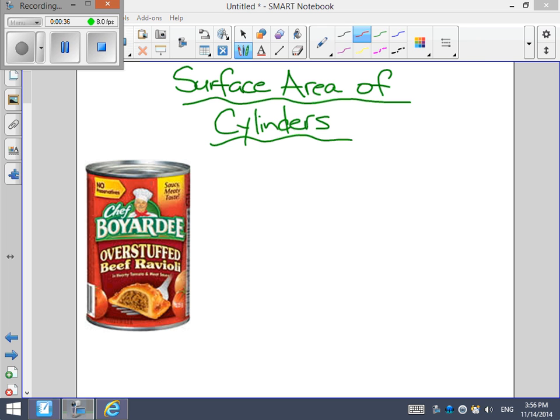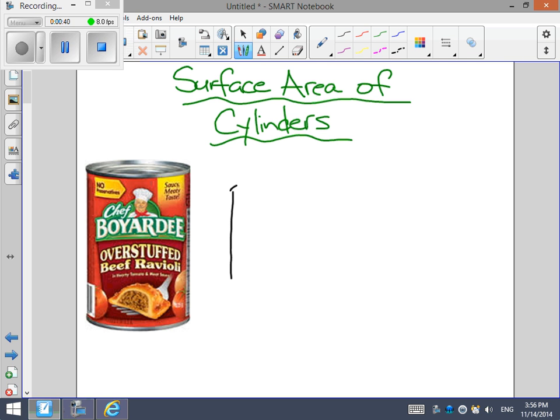So let's draw a quick picture here to show what we have. I'm not sure if these measurements are exactly correct, but we're going to say that this would have a radius of maybe 5 centimeters, and it would have a width down here of, I don't know, let's try 7 centimeters.